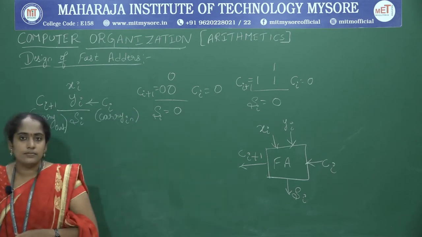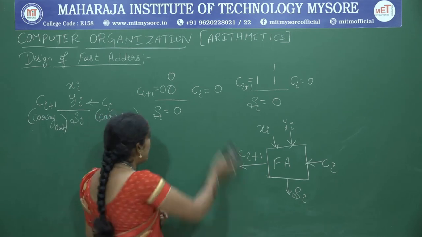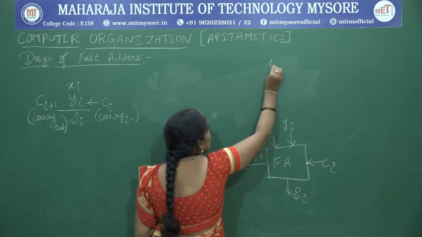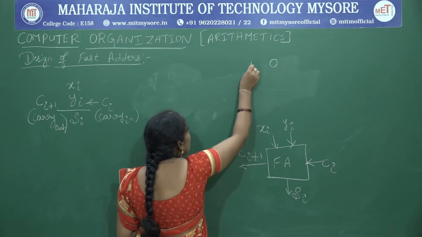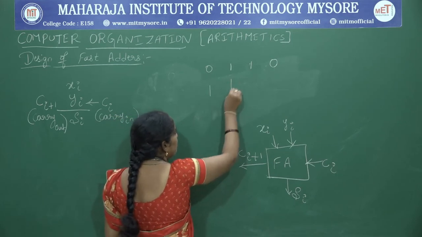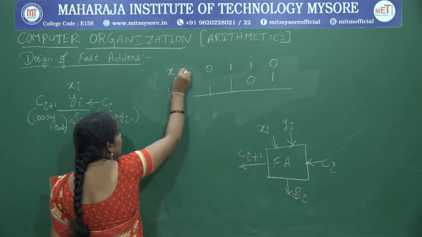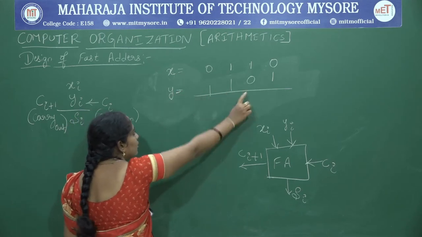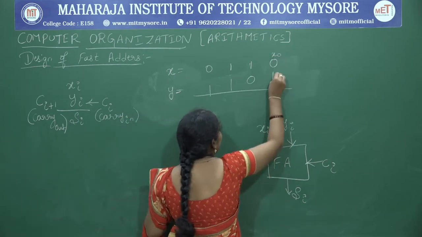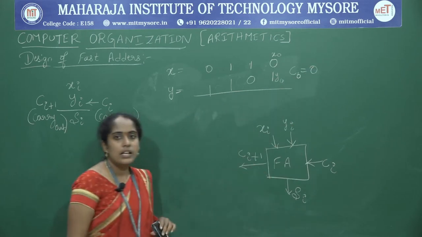Okay, so we have 4 bits. Take an example for that. It is 0, 0, 1, 1, 0. The next is 1, 1, 0, 1. Here this row is x and this row is y. So, here this is x0 and y0. Initially C0 will contain value 0.